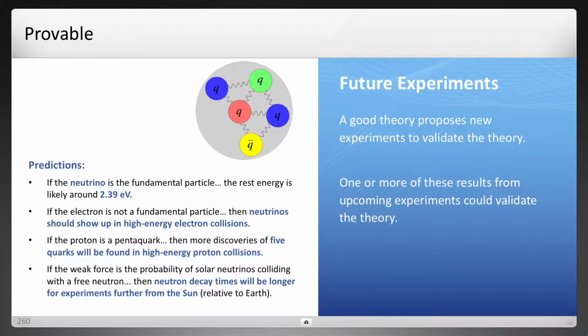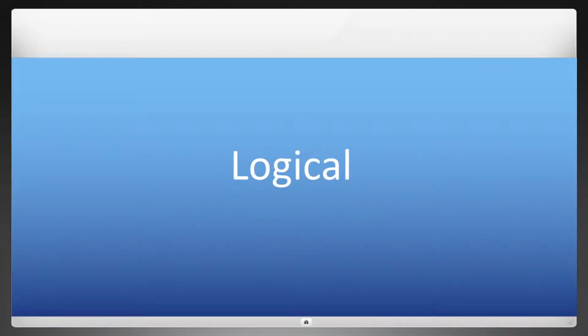Now, perhaps the one that might come first is the third one there, which we've illustrated in that diagram: five quarks. As the energy is increased in particle collision experiments, the proton is likely to be the pentaquark, which already has been discovered, but we are likely to see a lot more high energy collisions result in pentaquarks for the proton. Okay, so now let's walk through the logic of the theory.